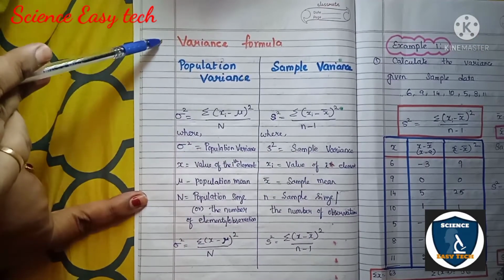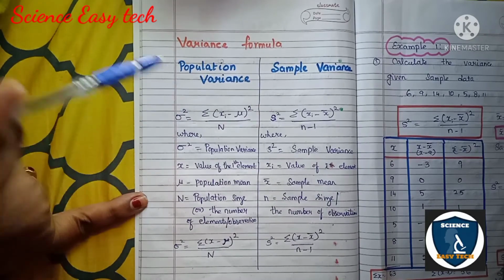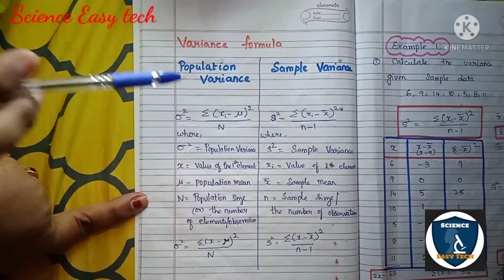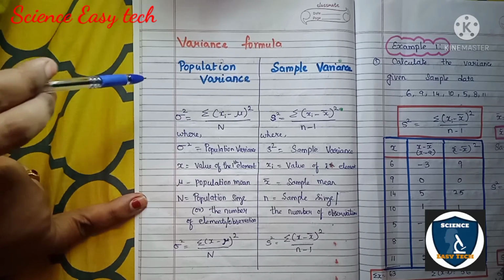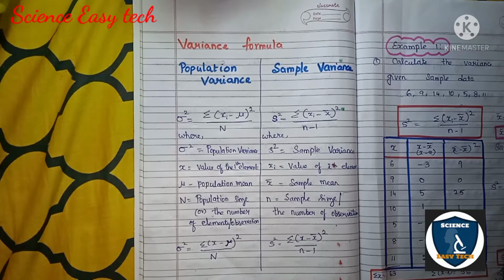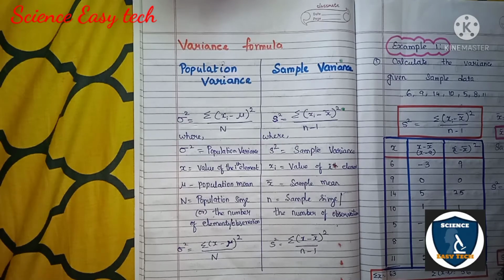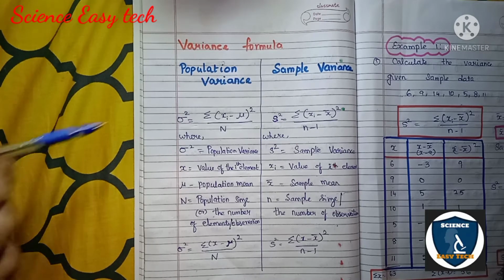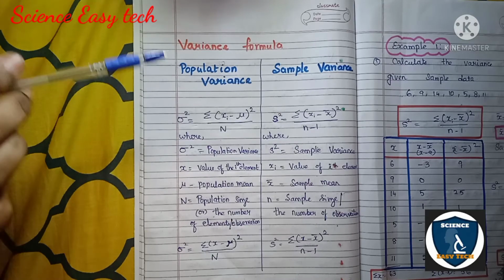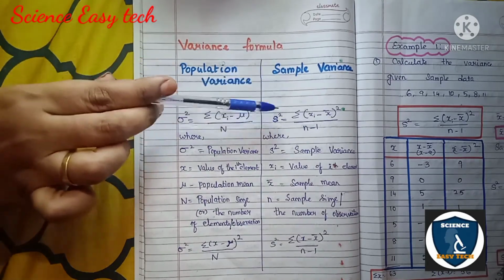Now we will see the variance formula. Already in standard deviation also I have taught you for population data as well as sample data. Similarly, in variance also we will be seeing population variance and sample variance. Population variance is for the given set of data which is for a population, and sample variance is for the given set of data which is for a sample. If they ask to find the variance for a given population, you have to use this formula. If they ask to find the variance for a given sample, you have to use this formula.